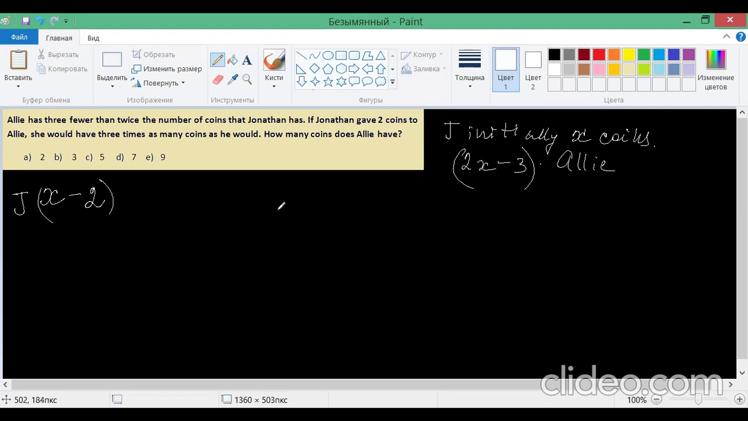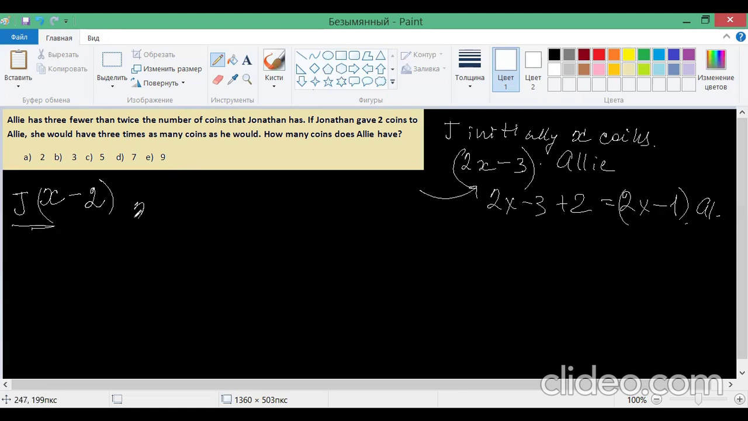But these 2 coins don't disappear anywhere. They get into Alice's collection. So initially she has twice x minus 3, and she finally gets 2 more coins, which means that in the long run she has got twice x minus 1 coins. Okay, this is Ellie's number of coins, and x minus 2 is the final number of Jonathan's coins. And the problem says that after that, Ellie would have 3 times as many coins as he would.